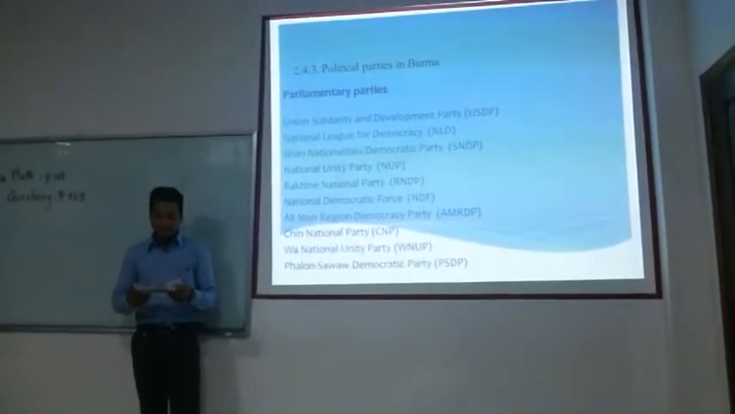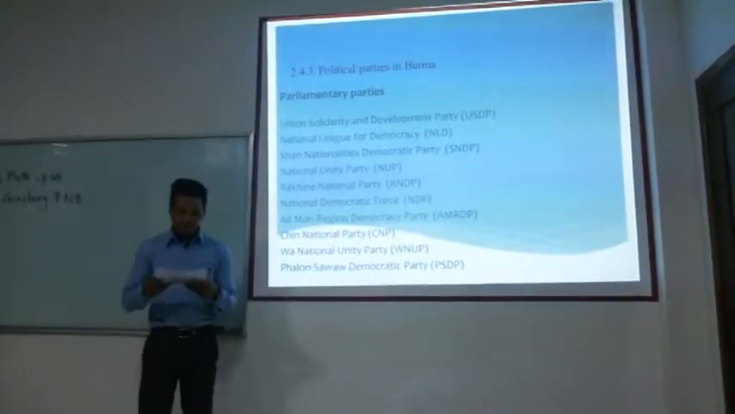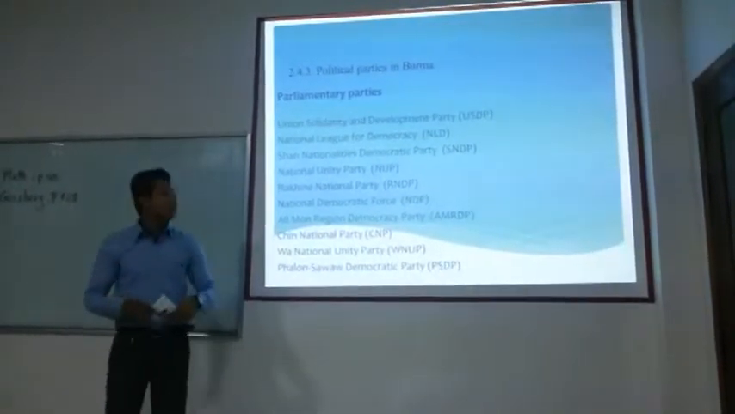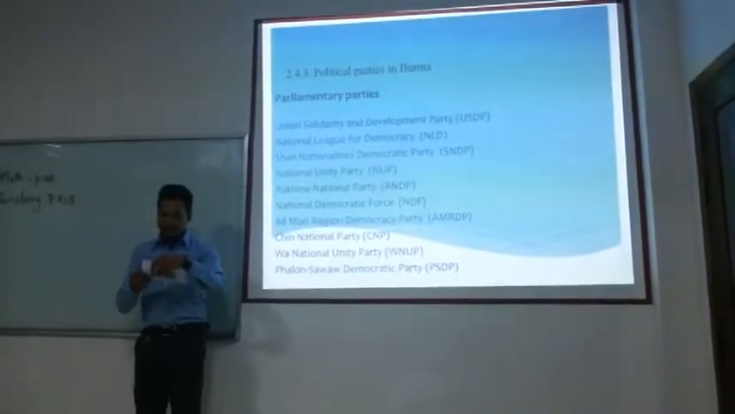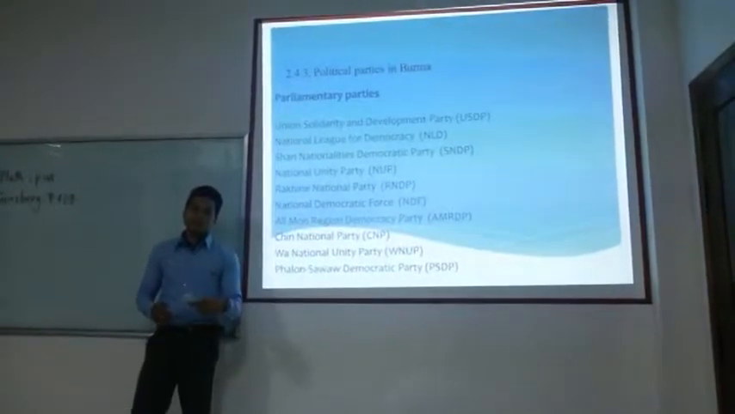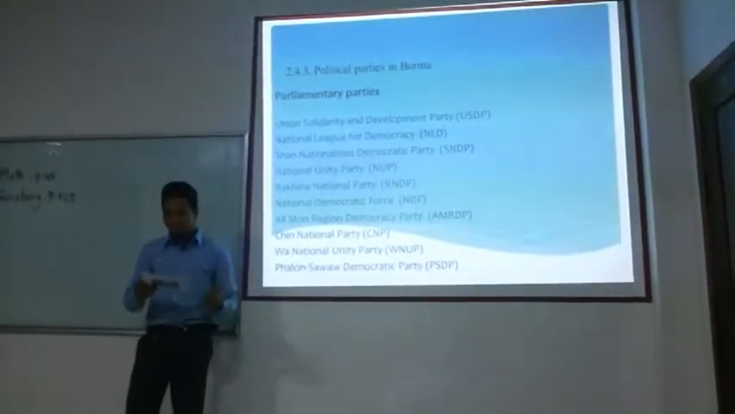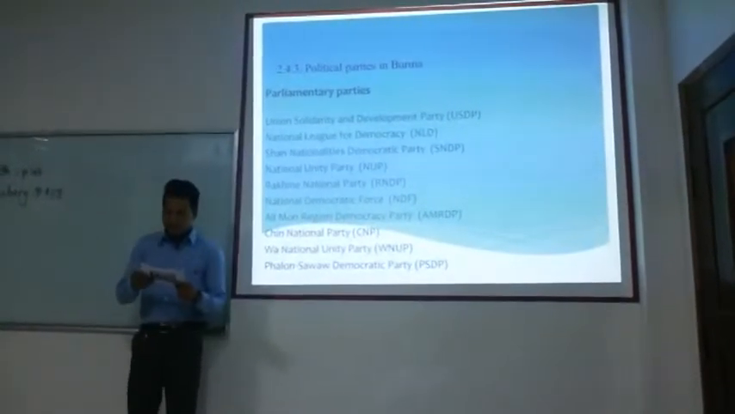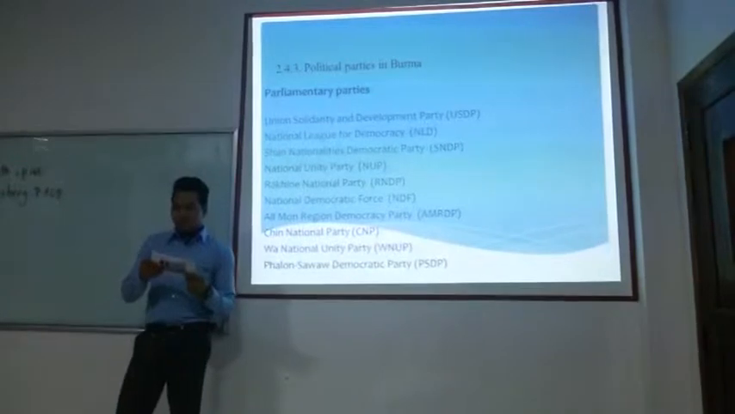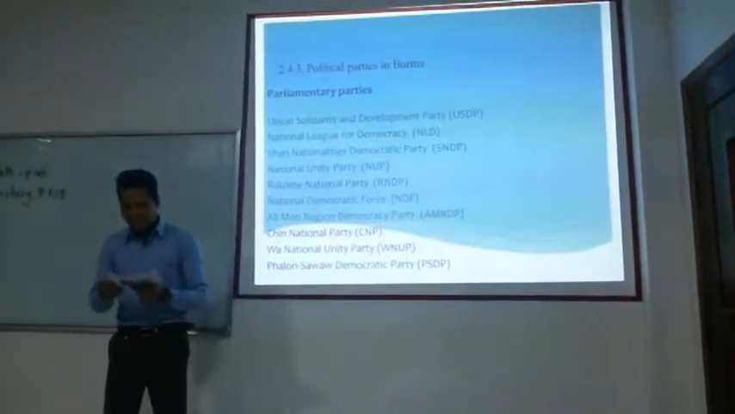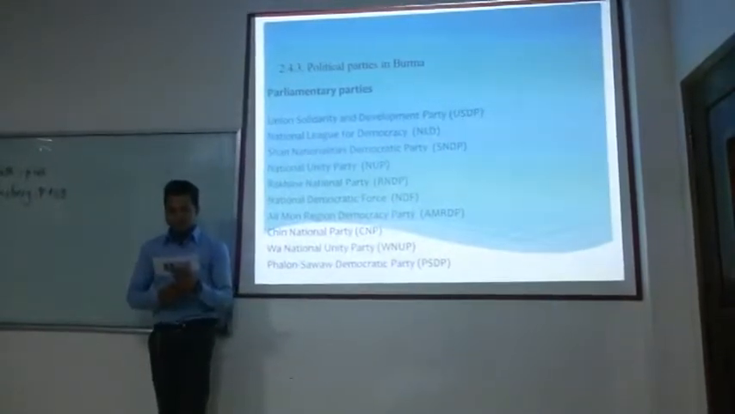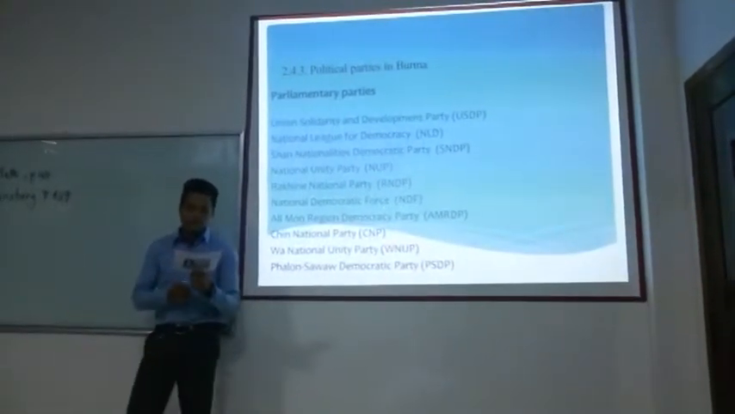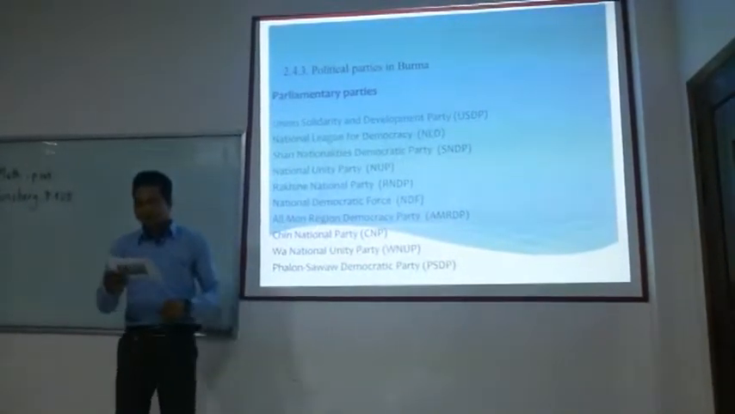It is the strongest party in this country, and it is headed by the President, and it won in 2010. It won 883 seats of the total 1,154 seats: 259 seats of 325 seats from the Pyithu Hluttaw, 129 seats of 168 seats from the House of Nationalities, and 495 of 661 seats in the House of Representatives.